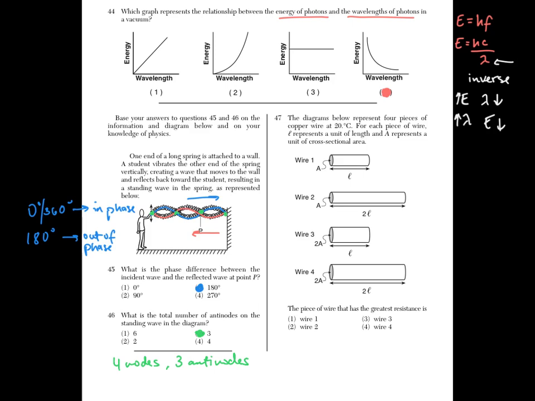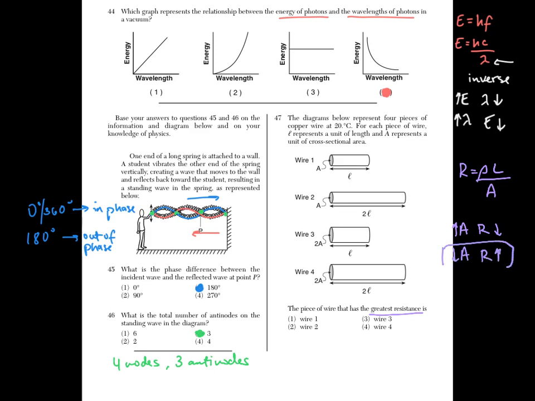Number 47 is asking about the relationship of different types of wires based on cross-sectional areas and lengths. Here we have 4 pieces of the same material, copper wire, with different areas and different lengths. We're looking for the one with the greatest resistance. Resistance in the wire is given by this equation: resistivity, length, and area. Area has an inverse relationship with resistance, so if we want resistance to go up, we want a smaller area.